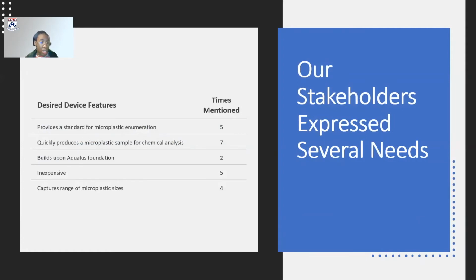The project should also be inexpensive, as it is difficult for researchers to get their hands on things that are currently made to do this automatic counting, this automatic enumeration of microplastics in a sample. And they should also capture a range of microplastic sizes that we will define in a minute. And as an added desire, a few of the researchers that we spoke to were already familiar with a project that Penn students had done in the past that was called the Oculus. And it also dealt with standardizing microplastic research steps. So these researchers desired something that would take over and follow up with this Oculus project well.